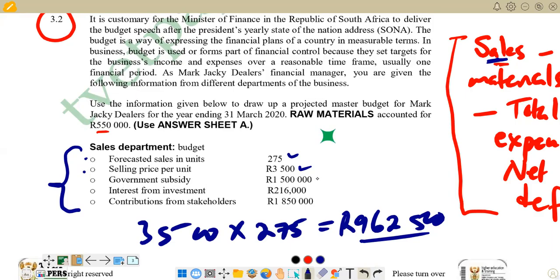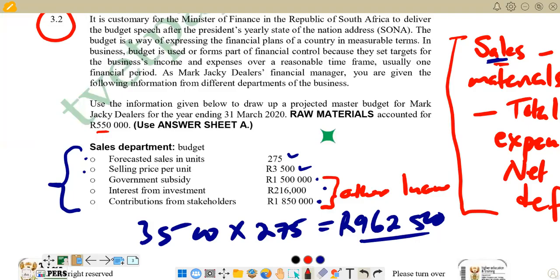So 1,500,000 there. Then we've also got interest from investment, which will come as other income again. We've got 260,000. And then lastly, we've got contribution from stakeholders, 1,850,000. So this is what we have in terms of other income. So it means our other income is going to range from there to there. So you can just go and list them there under other income, and obviously, we're going to add the total to put there at the top.